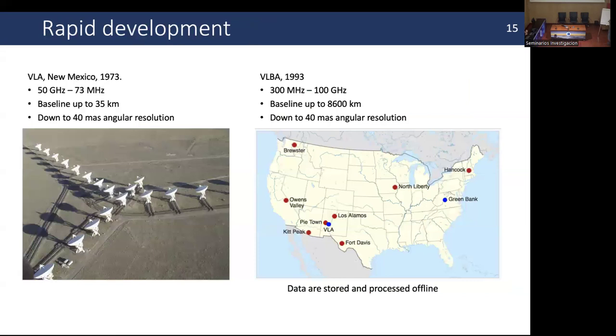So radio interferometry developed very, very quickly. In the 70s, you had the VLA already built. They started to play in the 1990s with the VLBA, much longer baselines, talking about baselines up to 8,600 kilometers and reaching angular resolutions of 40 milliarcseconds. Okay, so the data are stored and processed offline, as I said.